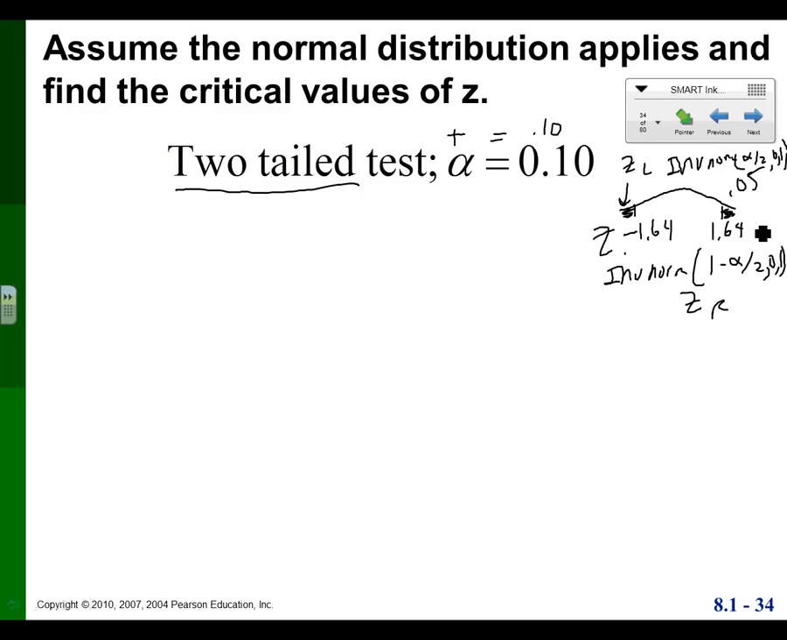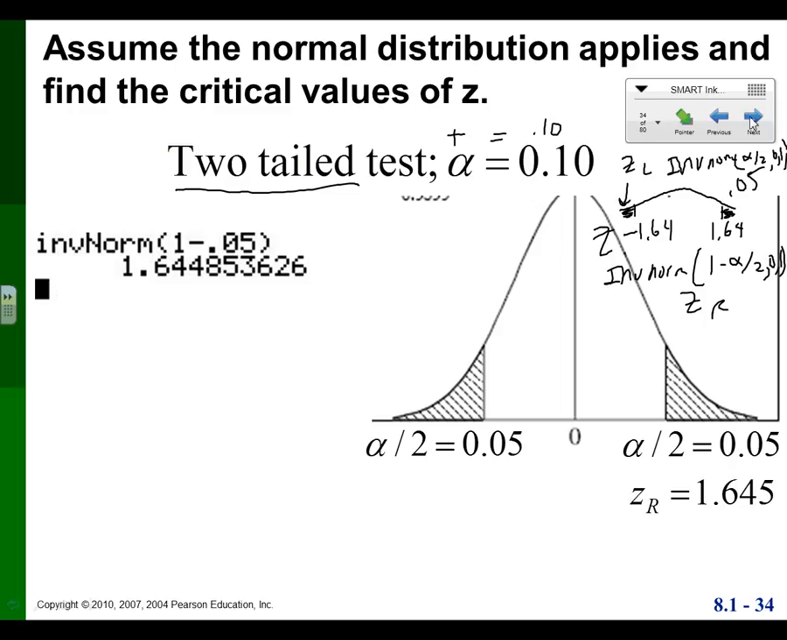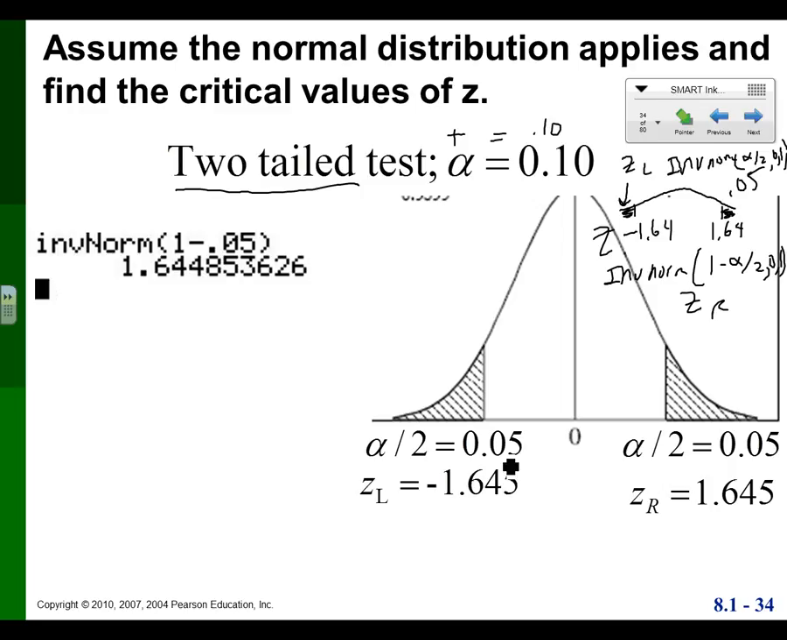Okay? The 1 minus is for this. And you can also talk about positive and negative, can't you? You should be able to. Okay, so we got 1.64 and then negative 1.64. The other. So that's good? Alright.